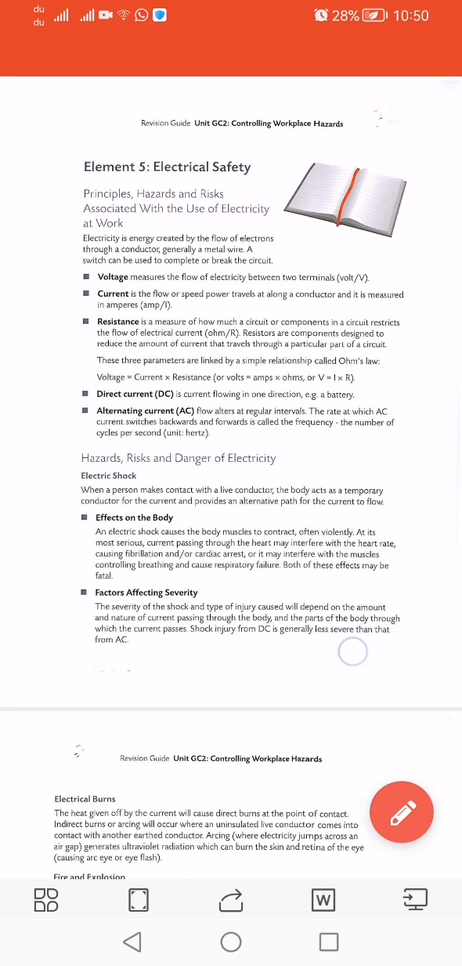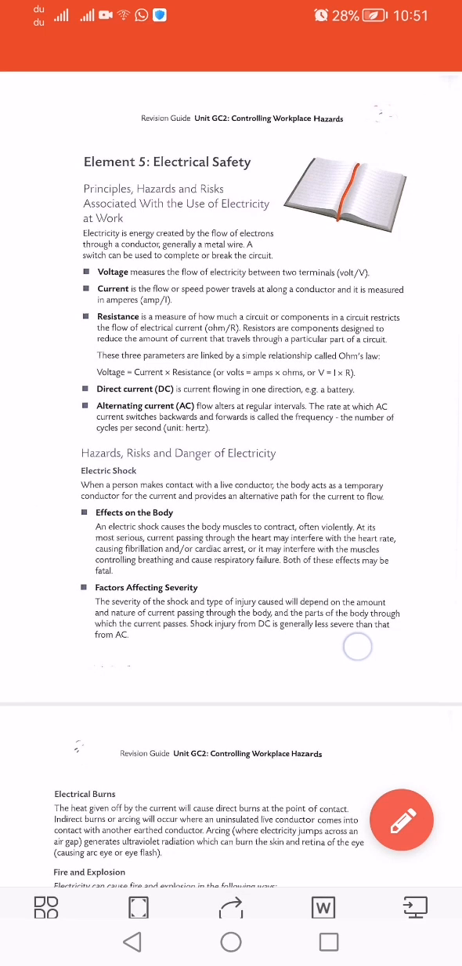Electricity is energy created by the flowing of electrons through a conductor, generally metal wires. A switch can also be used to complete or break the circuit. So this simply means that electricity is the flowing of electrons through a conductor that can produce electricity, right? What can electricity provide? It provides power to do work, to use equipment, even to prepare our food, or for convenience, to provide fans, to provide ACs. So there is a lot of importance of electricity.